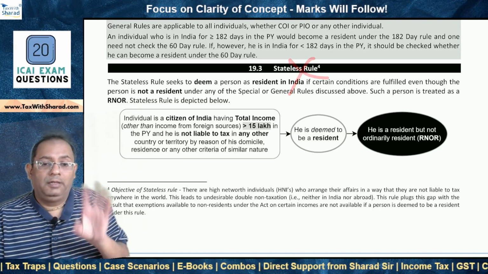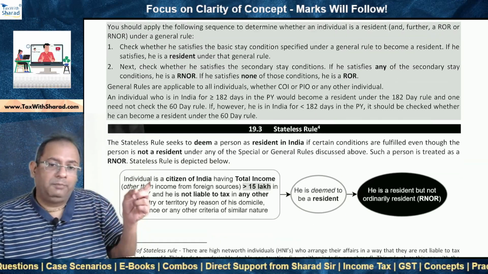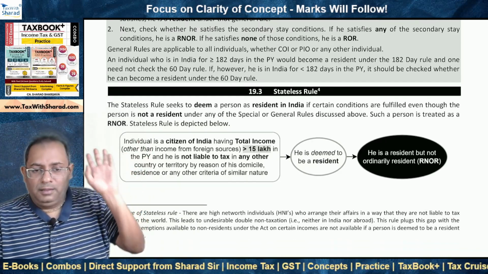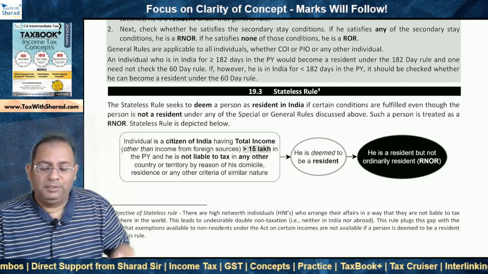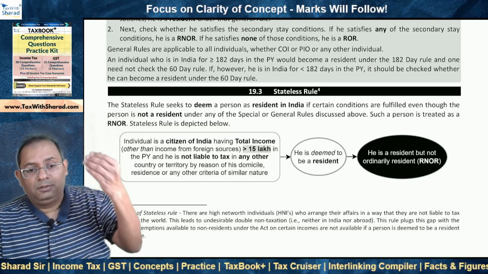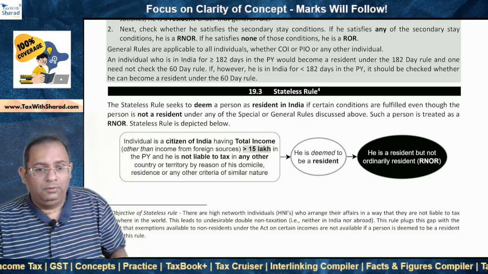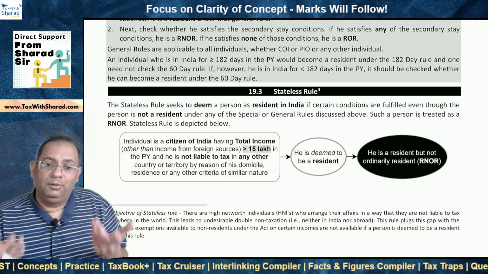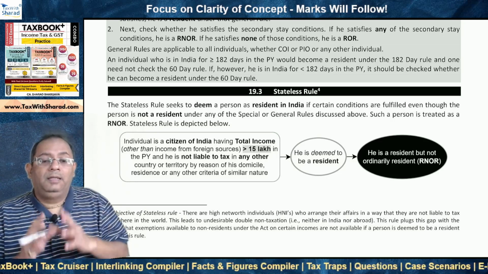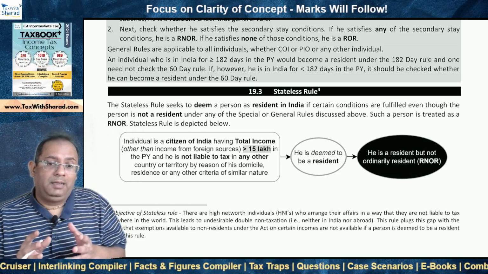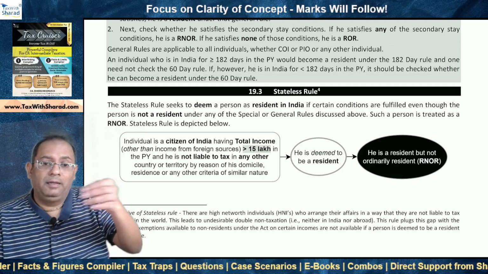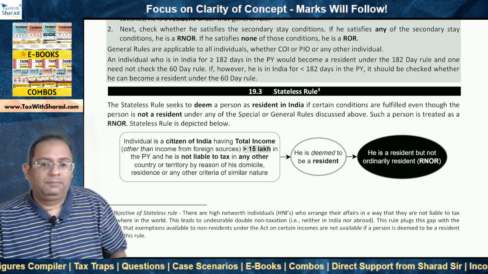Say if a stateless rule was not in existence, then you would have gone to the special rule. Okay, you would have found out that the person is not becoming a resident under any of the special rules, and the person is not becoming a resident under a general rule, and therefore you will come to the conclusion that the person is a non-resident. And you need to note that the Act contains certain provisions whereby non-residents are not liable to tax on certain specified incomes. So the person will likely take advantage of such provisions.